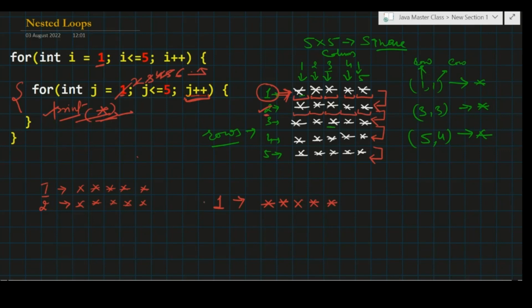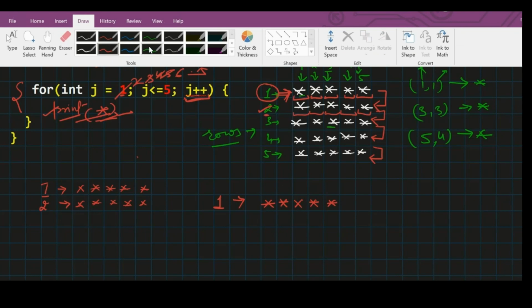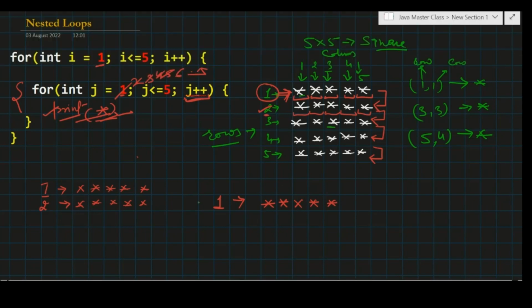So that means for the very first row, all the values of star are printed. Now, once we have printed all these 5 stars, what do we have to do? We have to throw our cursor into the next line. So to throw the cursor into the next line, what will we do? We will simply put a println statement over here.